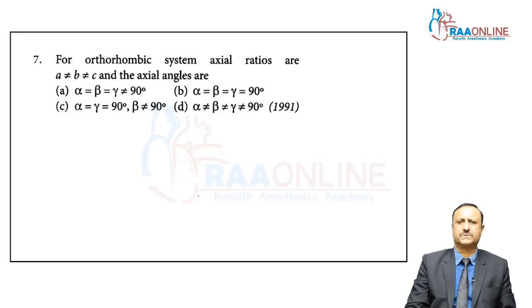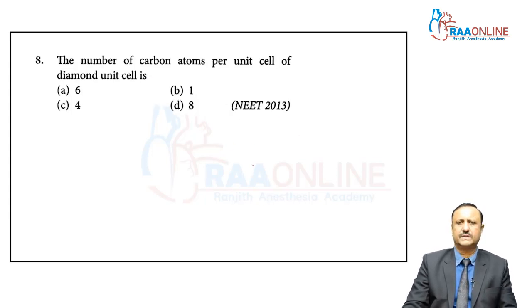For the orthorhombic system, the axial ratios are a is not equal to b, b is not equal to c, and the axial angles are, my dear students, given in your NCERT or book. These axial angles and ratios are always given for the 7 crystal systems, and in the orthorhombic system alpha equals beta equals gamma equals 90 degrees. So answer is B, question number 7. Now we can see question number 8.